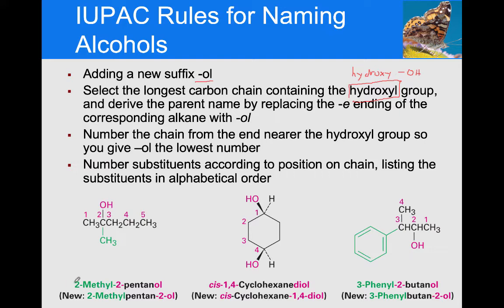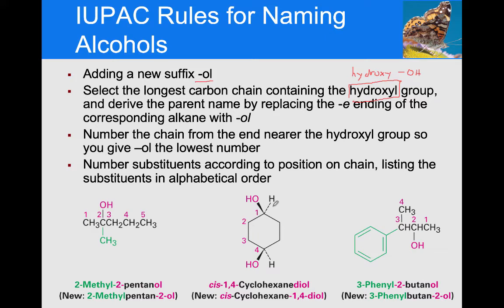So remember, the old way of naming is you would put the number out front of the parent, but the new way is you put the number between the parent and the suffix. And then we have the methyl group, so the substituent here is at 2. So 2-methyl pentane-2-ol. The same thing for cyclic systems.